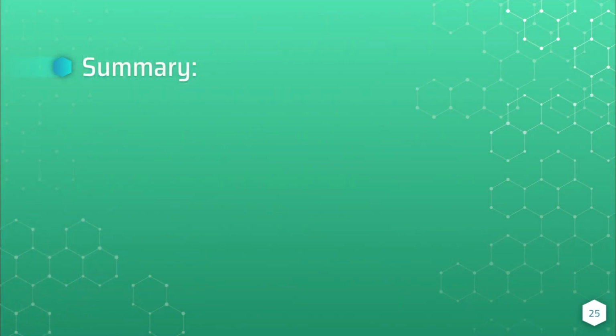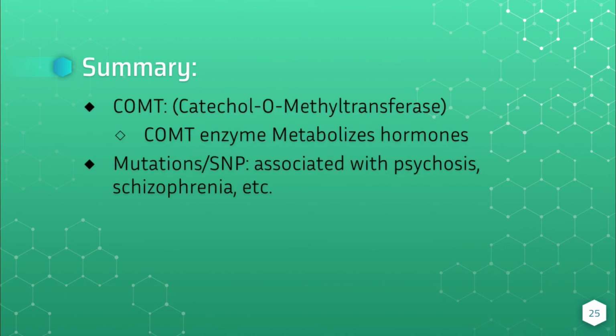Alright, now let's get into a very brief summary of COMT. So the main takeaway here is that COMT is an enzyme that metabolizes hormones in the body called catecholamines. And mutations and SNPs of COMT are associated with symptoms such as psychosis, schizophrenia, etc.